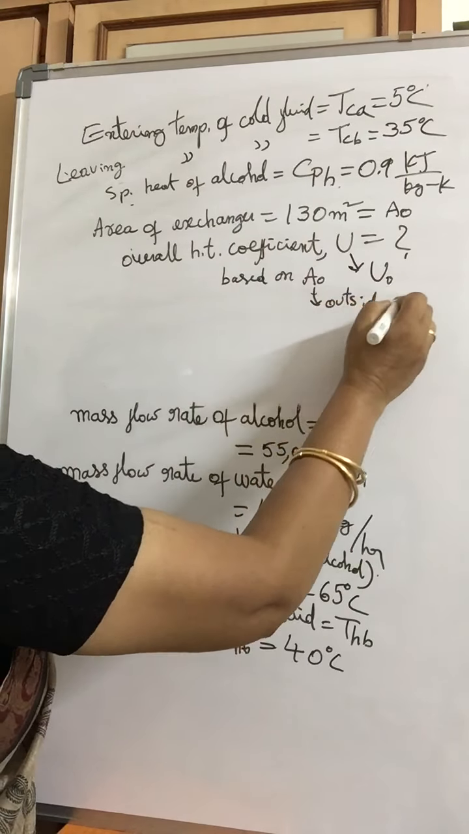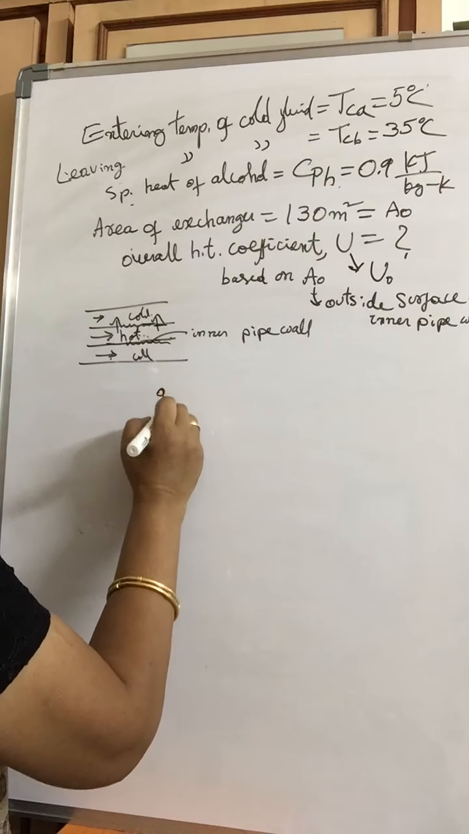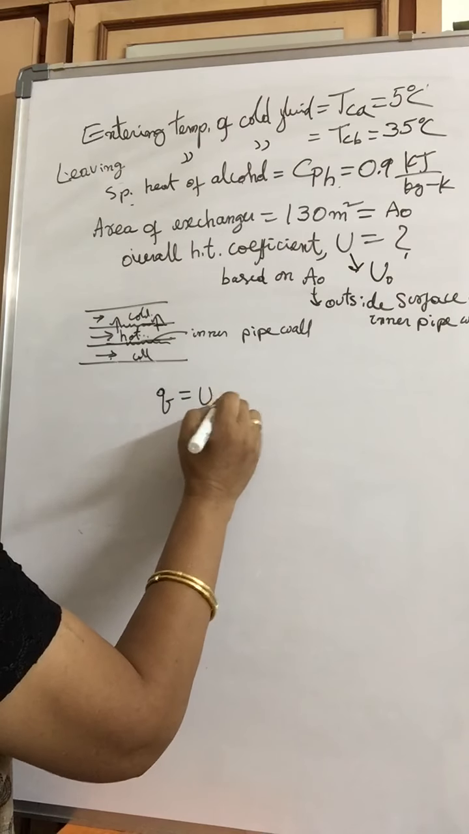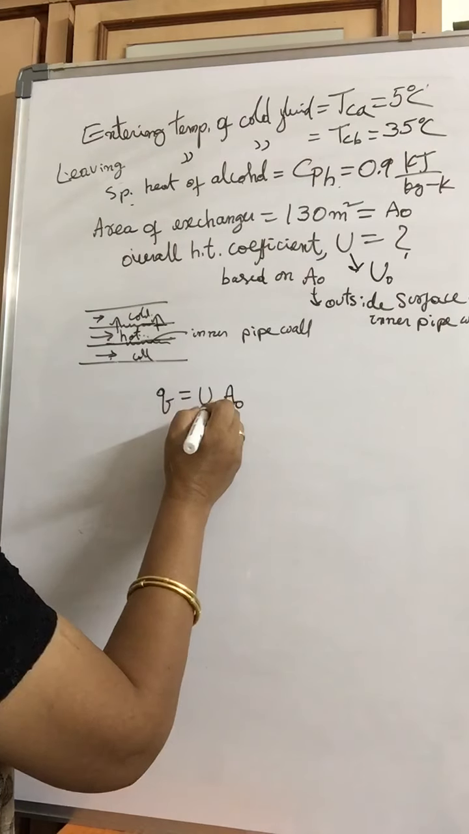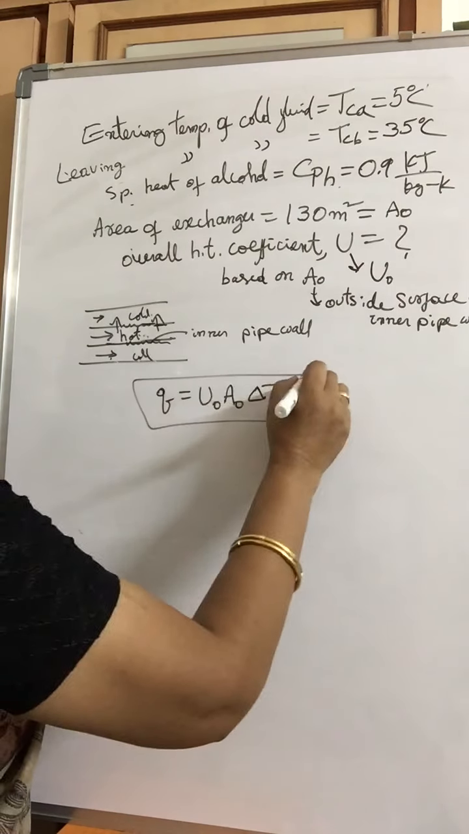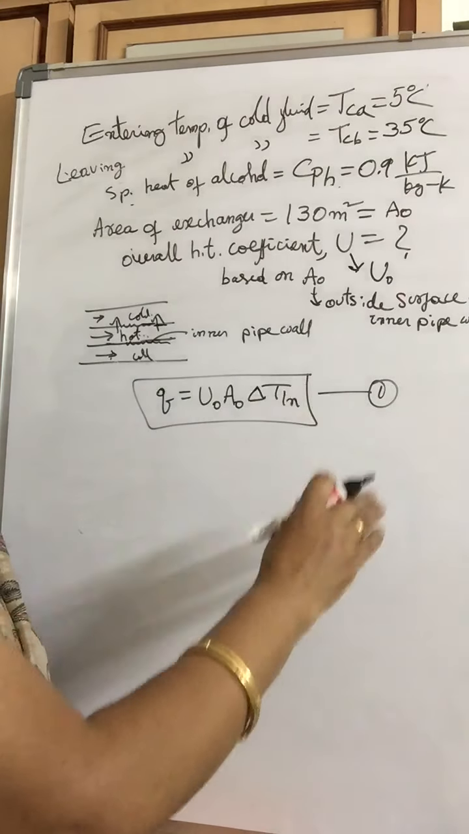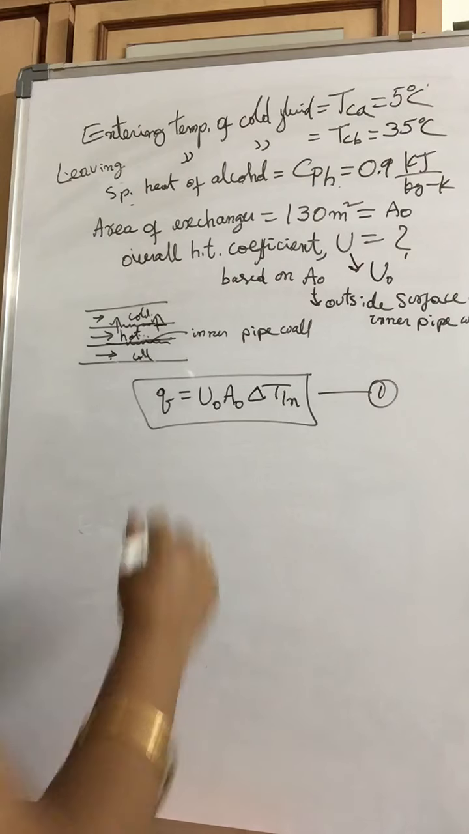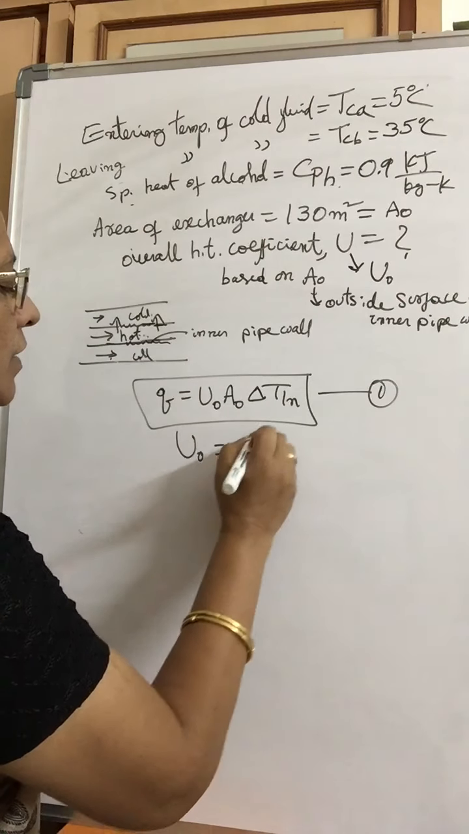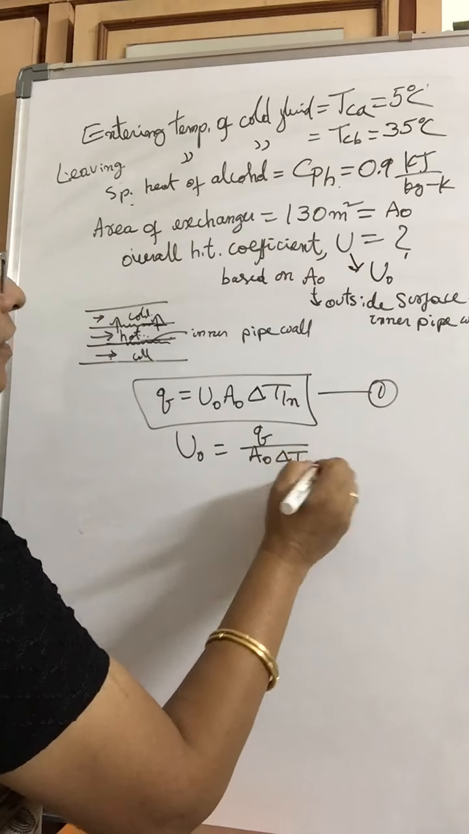Now we will plan out how to calculate U naught. Based on the data given, we need to select the equation. So Q equal to U naught A naught delta T ln. This is the equation you can use. Q is equal to U naught A naught delta T ln. So you need U naught, isn't it? So U naught equals Q by A naught delta T ln.